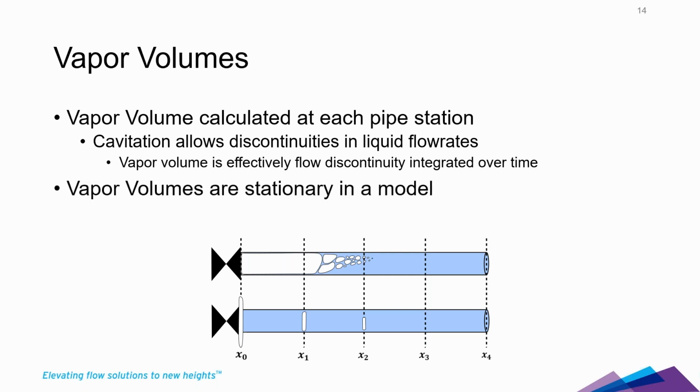And again, another assumption here is that your vapor volumes are remaining stationary in the model. So once we know that we're cavitating at these particular pipe stations, these bubbles are staying right where they're at. In reality, a vapor volume could potentially, one second.